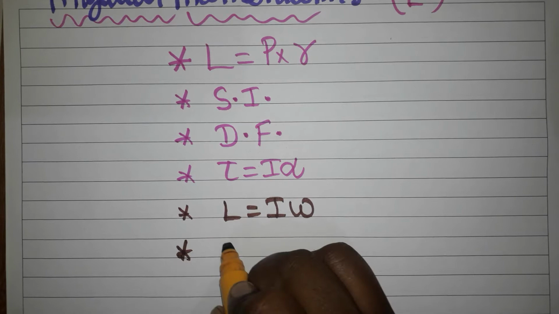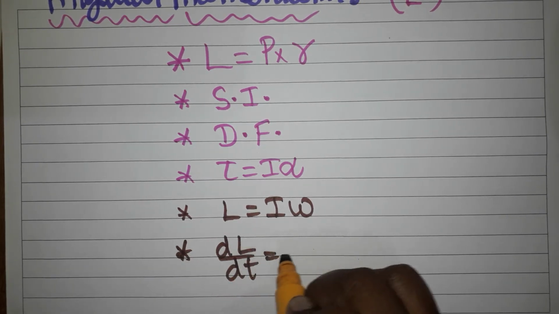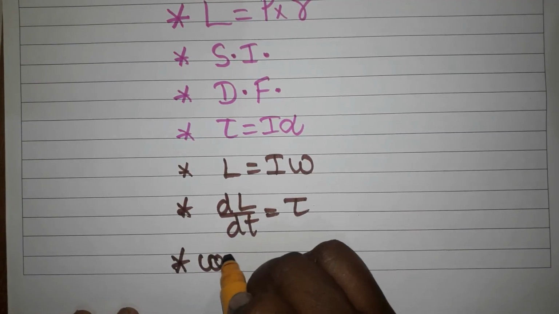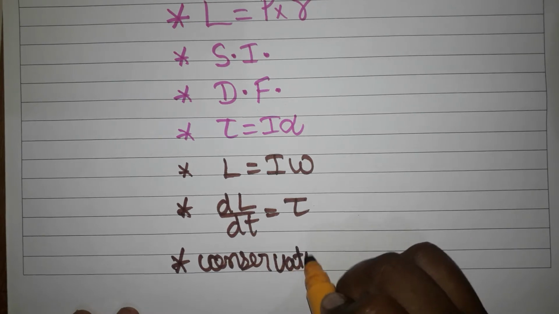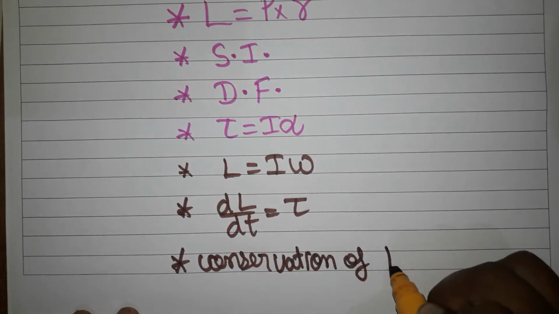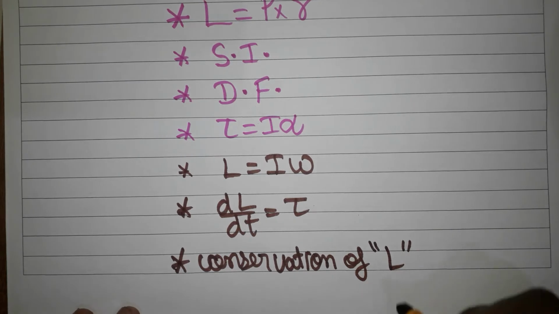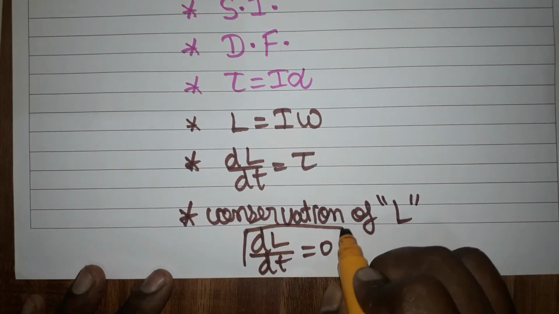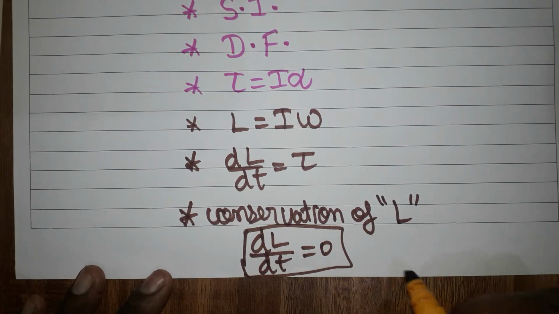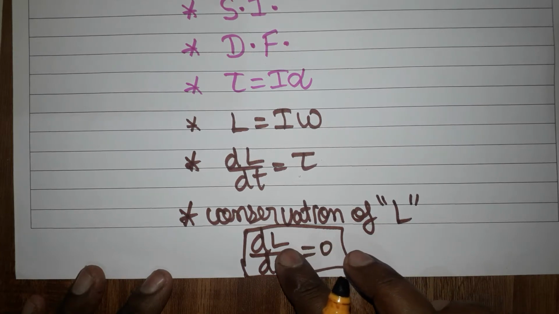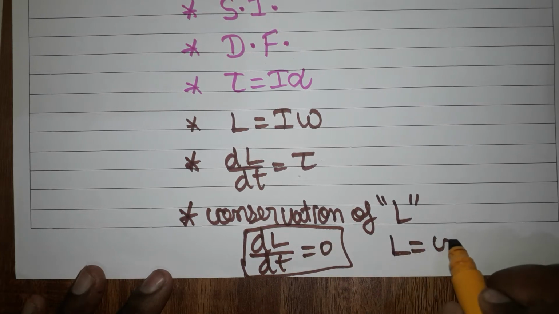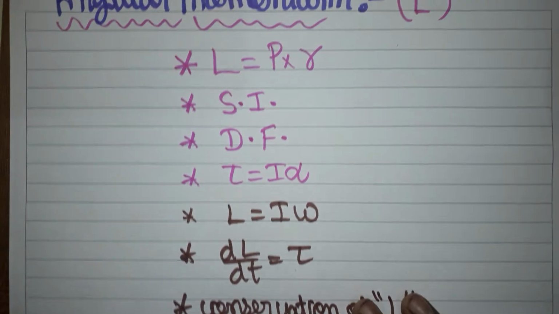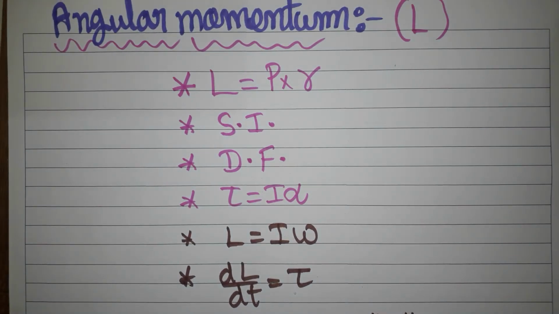Okay, the next one, dL by dt is equal to torque. This relation also we are going to learn. Finally, conservation of angular momentum. Conservation of L, we can take L as angular momentum. When angular momentum is conserved, dL by dt is equal to 0. When we get this kind of equation, that's the time L is going to become a constant. Don't take L as 0. Now we are going to learn these concepts. Okay, I will start from the beginning.